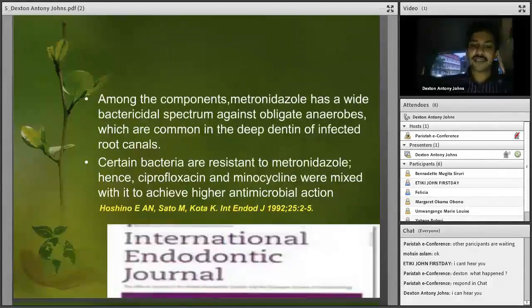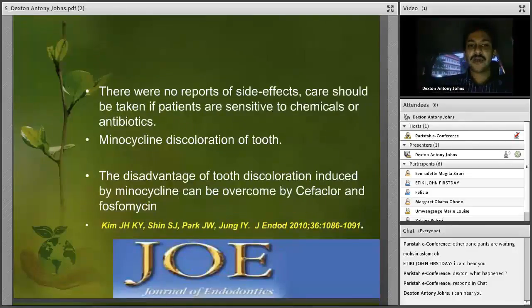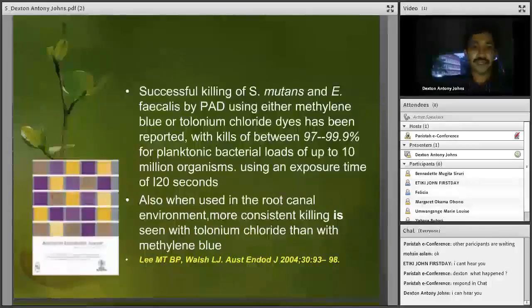So next is the triple antibiotic paste, also called lesion sterilization and tissue repair. Here also it was found to have very good action against deep dentine infected root canals. However, because of the discoloration caused by minocycline, there is a problem for the tooth. The tooth becomes black in color. To overcome this, cefaclor and fosfomycin were also proposed.